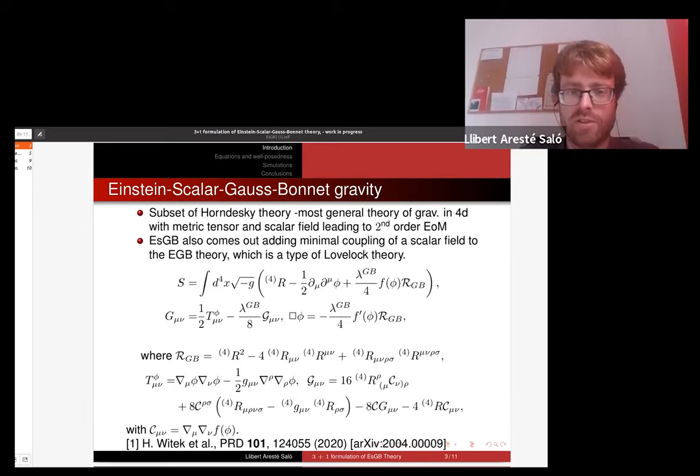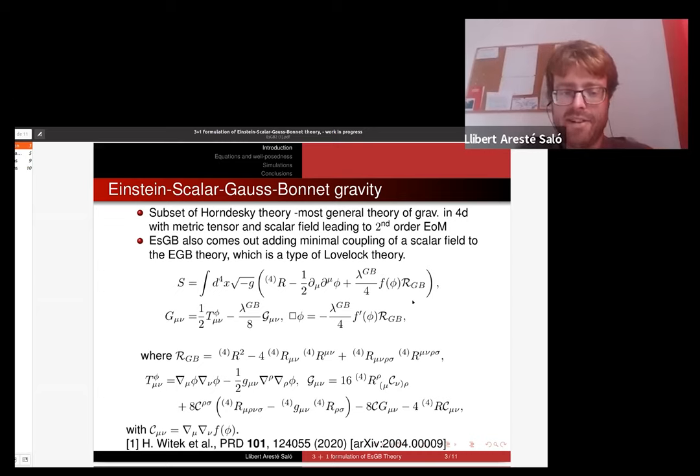So the action of ESGB is this one here. We have first the Ricci scalar from the Einstein sector, then the kinetic part of the scalar field, and then the Gauss-Bonnet term, with a coupling of the scalar field that I have chosen to be linear. From this action, the equations of motion that follow are these ones, where G mu nu is the Einstein tensor, and then we have all this expression.